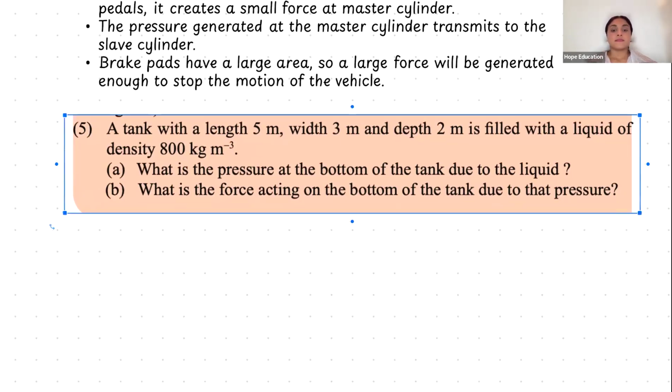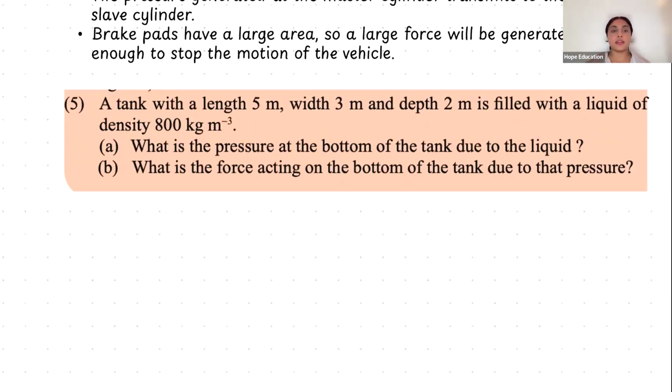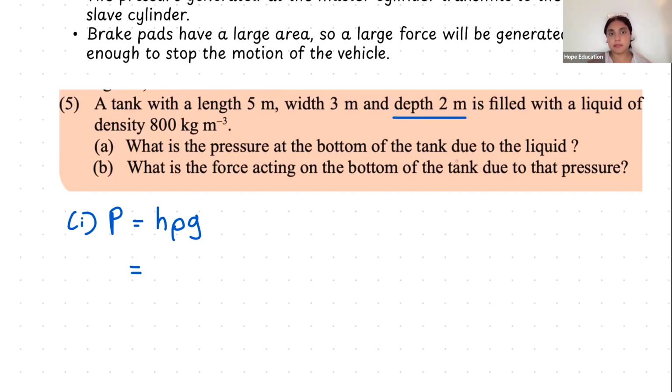Okay. All right. What is the pressure at the bottom of the tank due to the liquid? For liquid pressure, we have already learned an equation. What is it? P equals h rho g. So the height of the liquid column is the depth, right? Height of the liquid column is the depth.